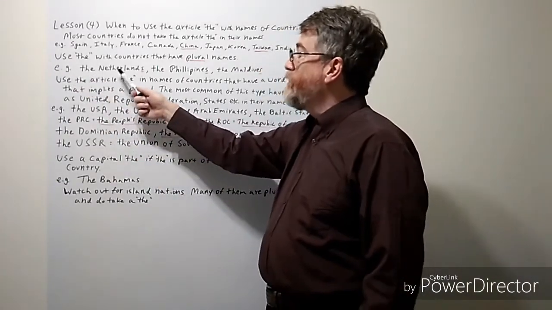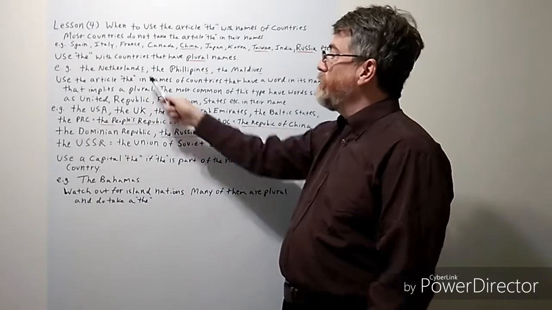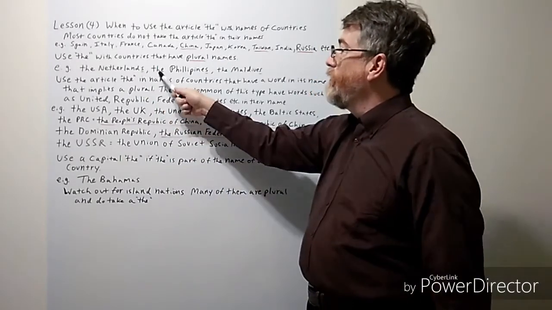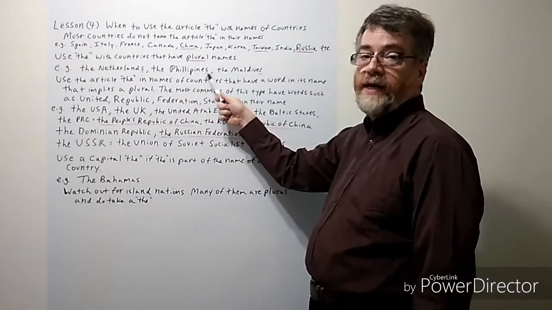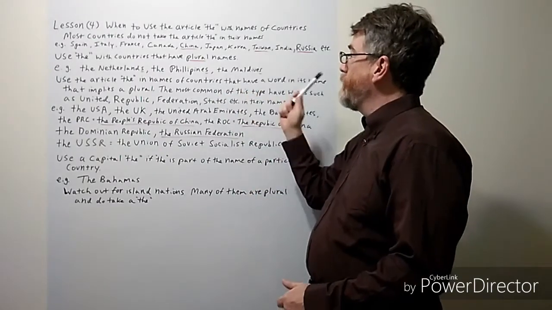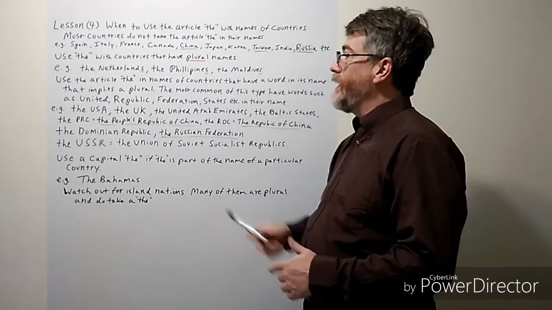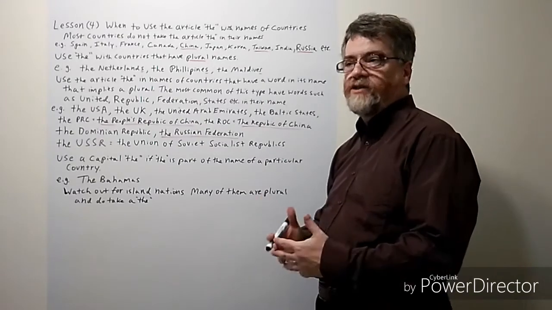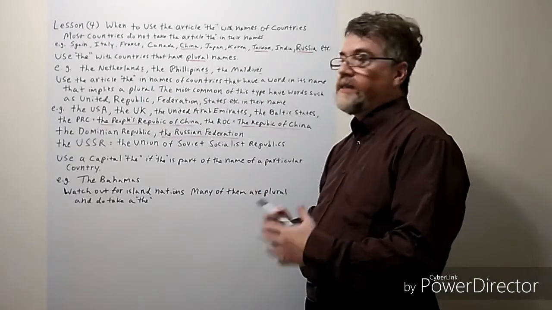So for example, the Netherlands. So you see it ends in an S. The Philippines also ends in an S. The Maldives also ends in an S. So those are good examples. So far, that's pretty easy. It ends in an S.